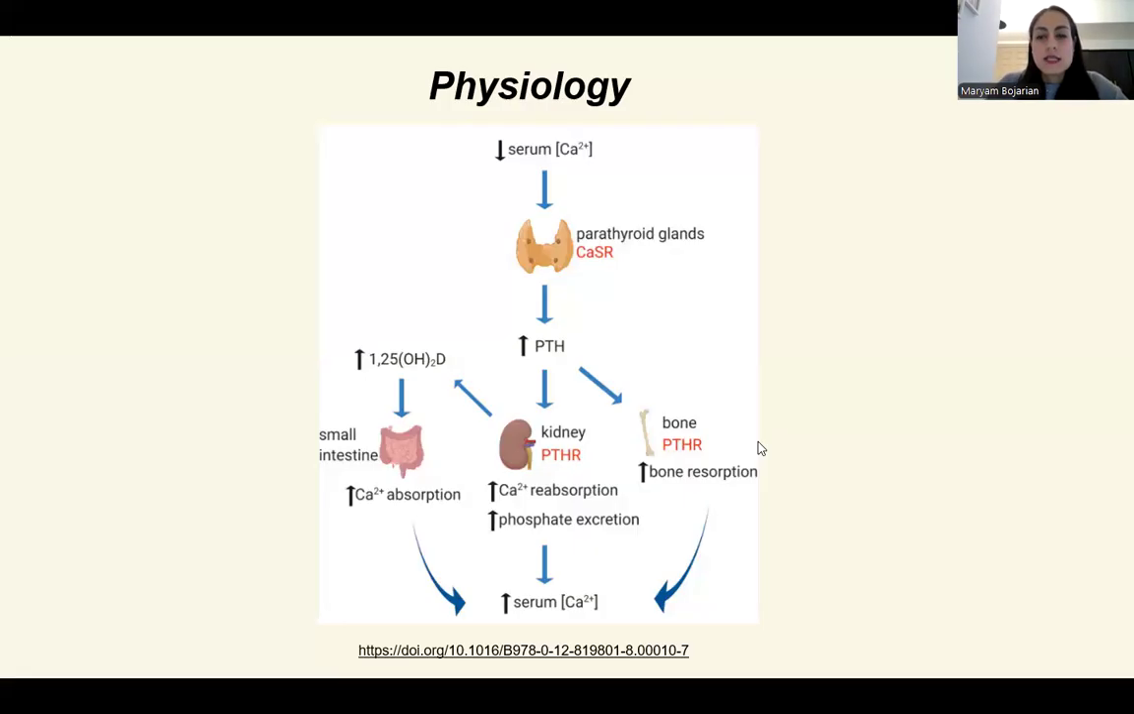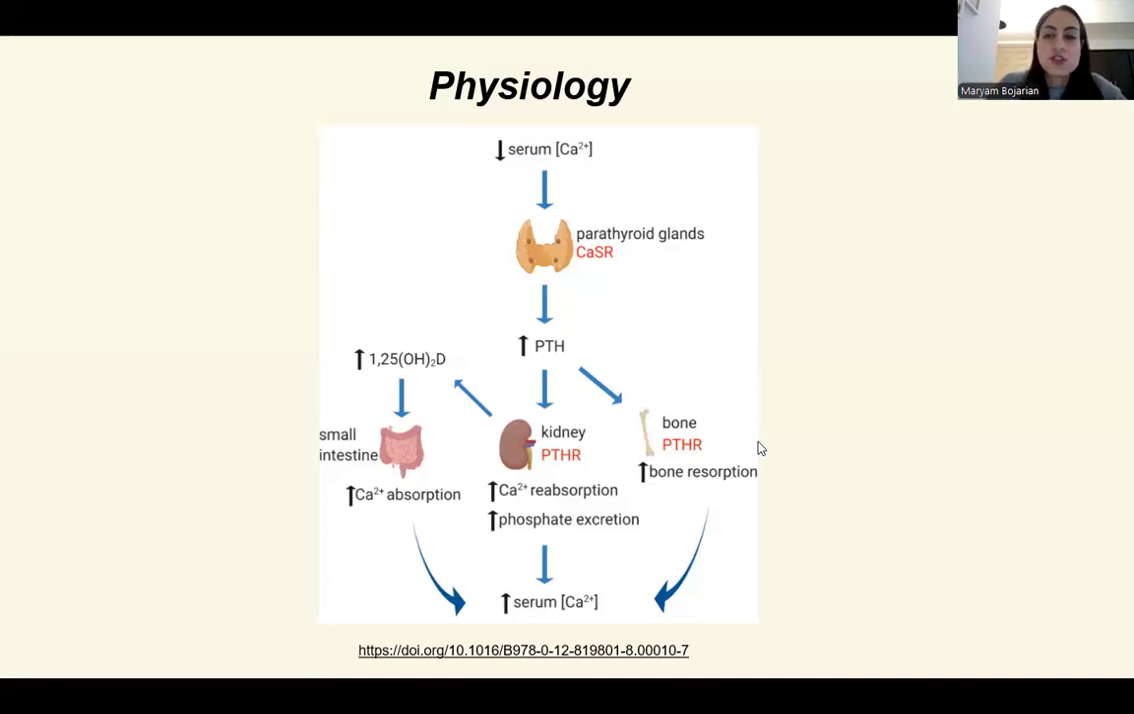On the kidneys, PTH increases calcium reabsorption, decreases phosphate reabsorption, and stimulates 1-alpha hydroxylase. So in order to convert 25 vitamin D into the active form of vitamin D, which is calcitriol or 1,25 dihydroxy vitamin D. And what does 1,25 dihydroxy vitamin D do?